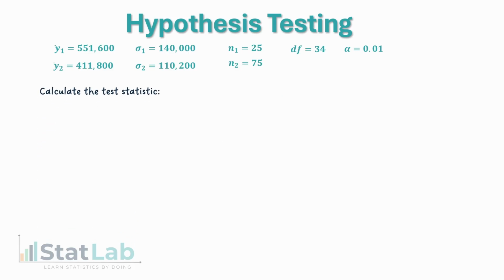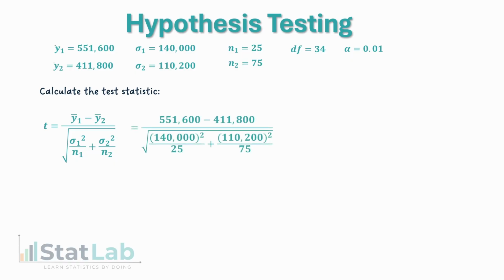Now we're going to calculate the test statistic. So let's give ourselves a bit more room here. This is the formula here. It's a little bit more complicated than a one mean test, but if we just fill our numbers in, we have all the numbers up above, and we do the calculation, we're going to get a t of 4.55.